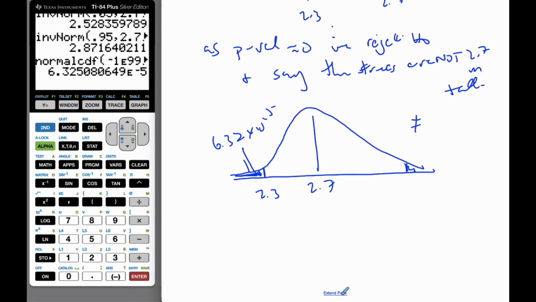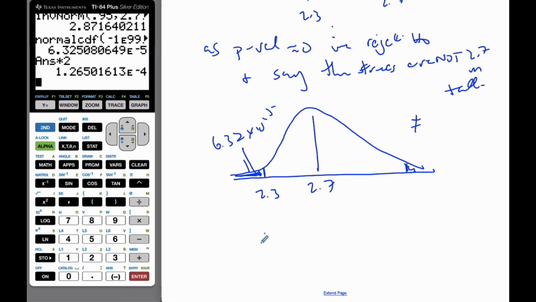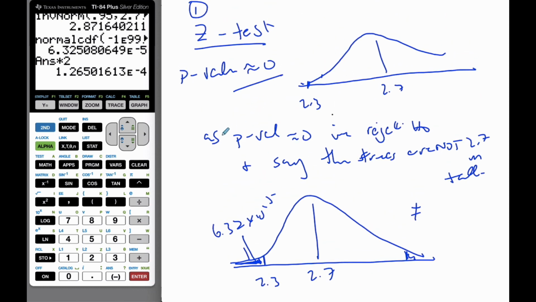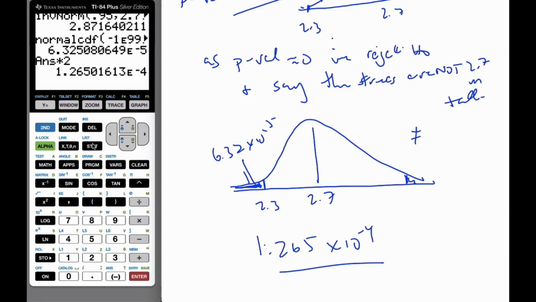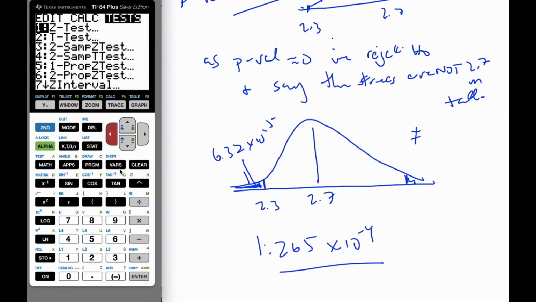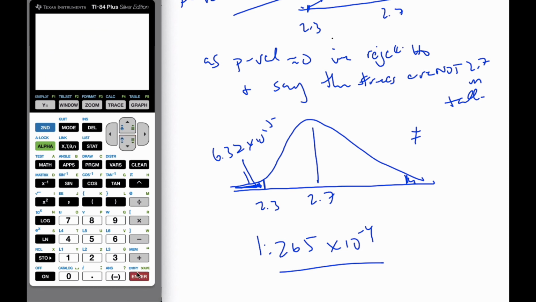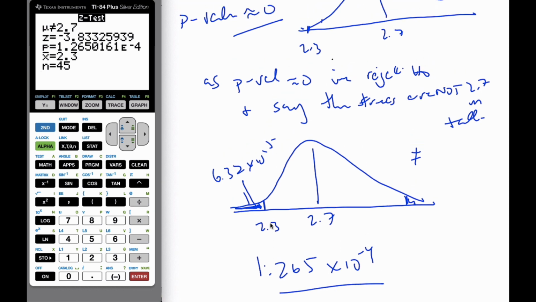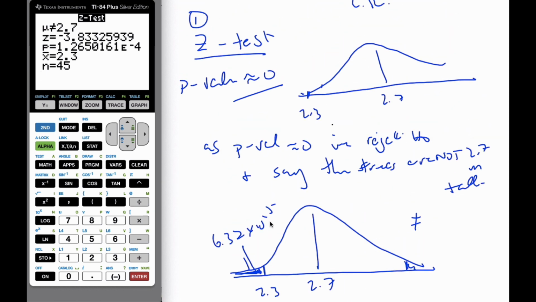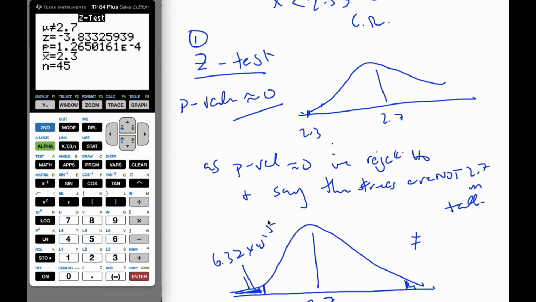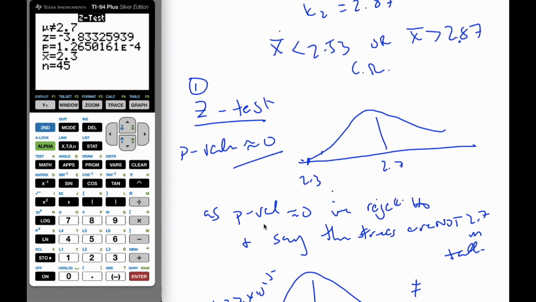But the p-value is going to be times 2. So times 2, and I get 1.265 times 10 to the negative 4, which will be the same value as up here. And if I redo that test quickly, just look for the values, you'll see that it is the same p-value that was here. And so there's two ways to do it. You have to keep track of what your standard deviation is and which method you're using to put the correct one in the calculator.